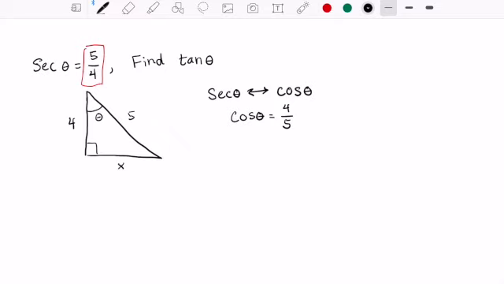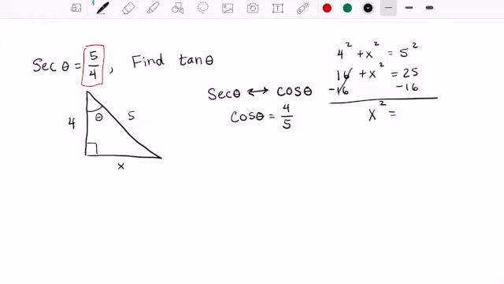and that'll allow me to find my missing side. So using the Pythagorean theorem, I can take 4 squared plus x squared equals 5 squared. That gives me 16 plus x squared equals 25. Subtract 16 from both sides. That gives me x squared equals 9. Take the square root of both sides and we get x equals 3.